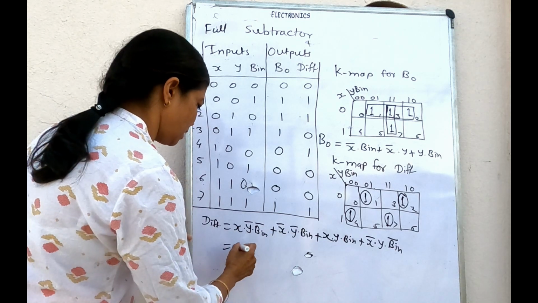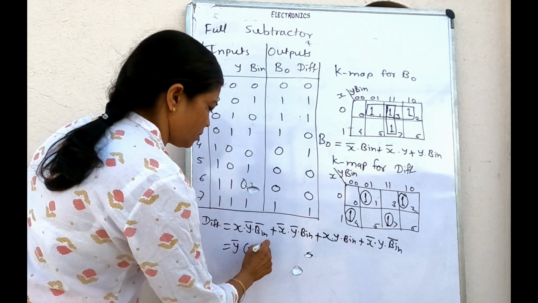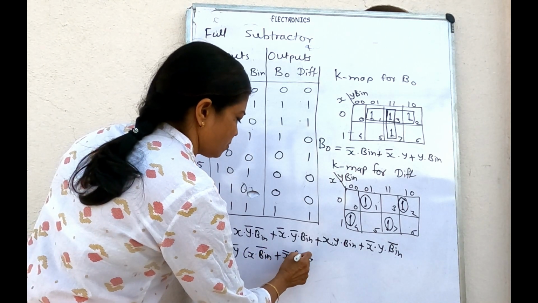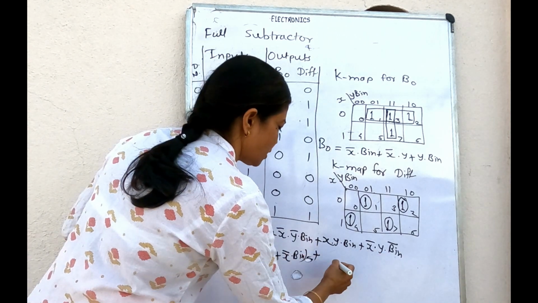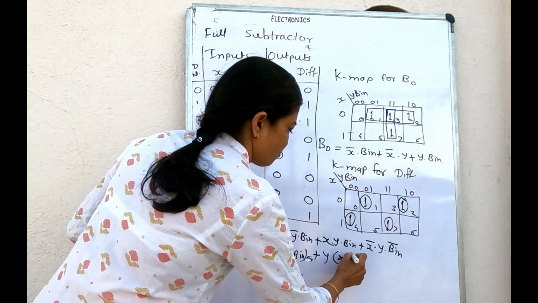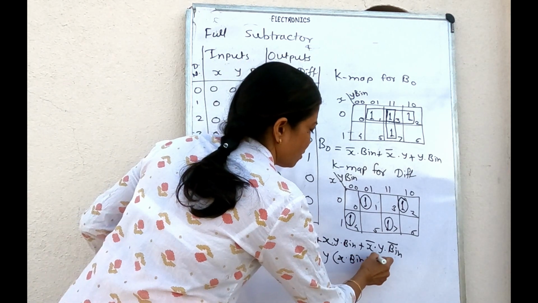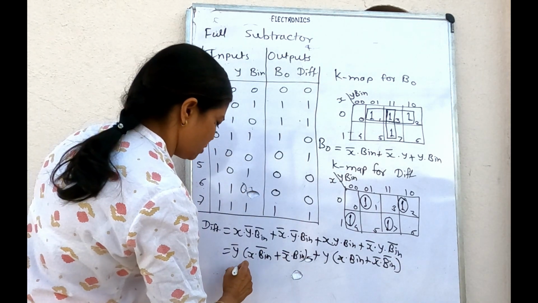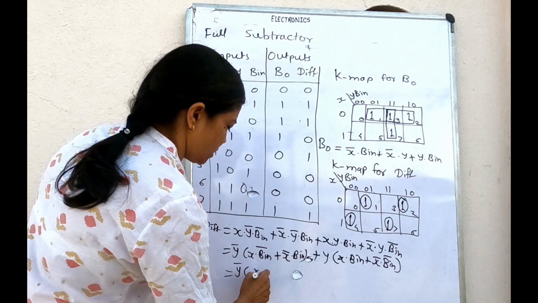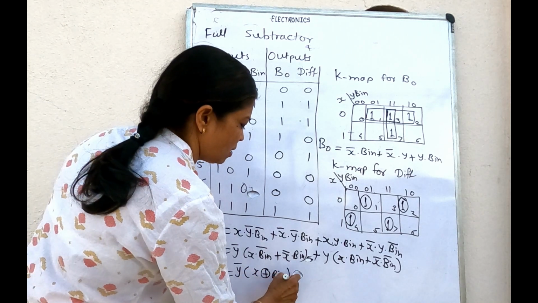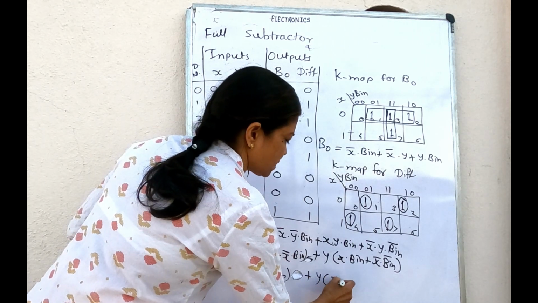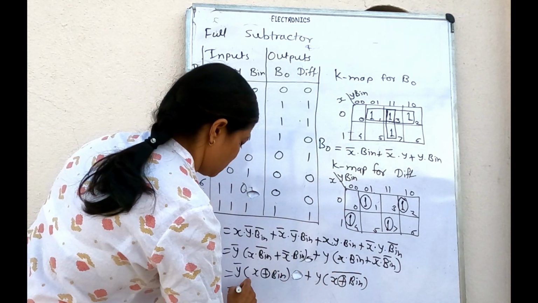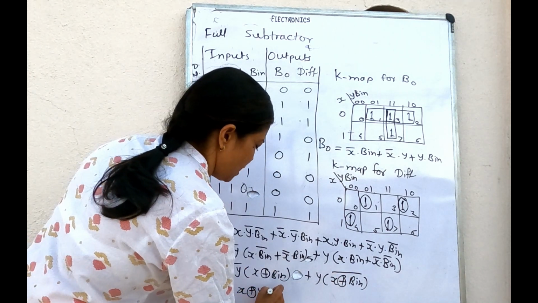Find out the common here as y complement, and here we'll take common as y, so this will be equals to y complement x XOR with b in, or with y x XOR with b in complement, so that this will be equals to x XOR with y XOR with b in.